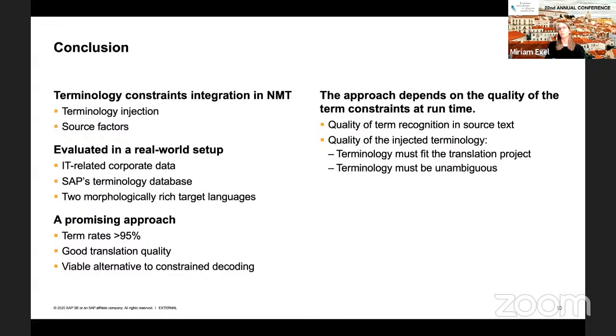And then also the terminology must fit the actual translation project. So it should contain all and only the terms that you want to enforce. And with this exact approach, also the terminology needs to be unambiguous. But I guess the method could also be extended to make several alternative term translations possible.